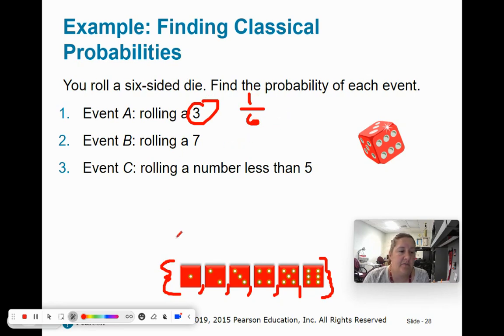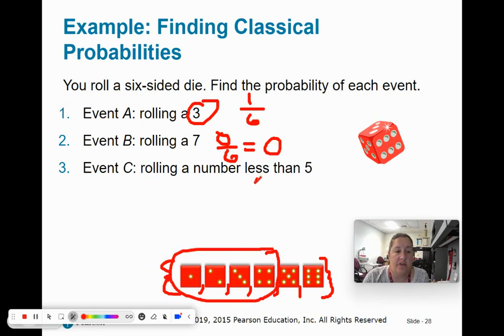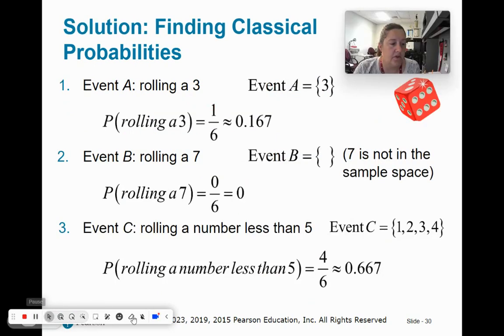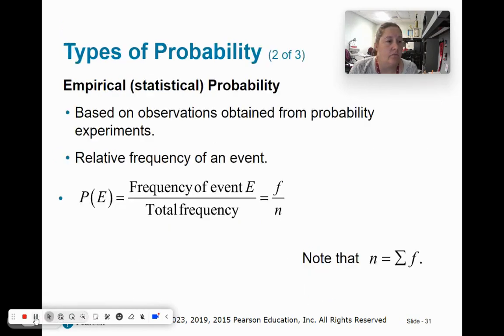How many times do you see in our sample space rolling a 7 exists? Well, it doesn't. So 0 out of 6, which means you would just say that that's 0 probability. Rolling a number less than 5, so less than, there are 4 options out of 6. Let's reduce that though. So I would be okay if you wrote 2/3 instead of 4/6 at this last one. Go ahead and pause if you need more detail for your notes.